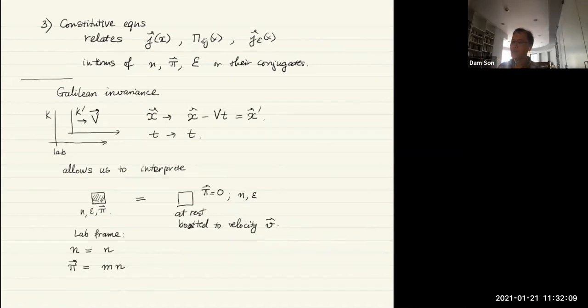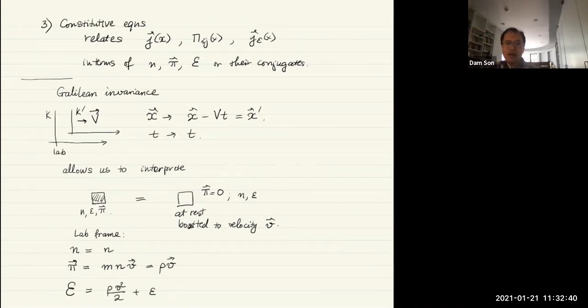Using Galilean transformation, pi in the lab frame is related to the velocity, like m n times v or rho v. And the energy density in the lab frame, which I call capital epsilon, is rho v squared over 2 plus the epsilon. This epsilon is the epsilon in the rest frame of the fluid.